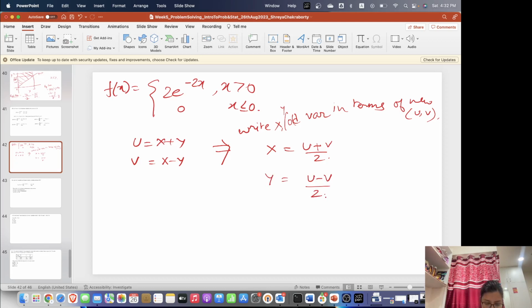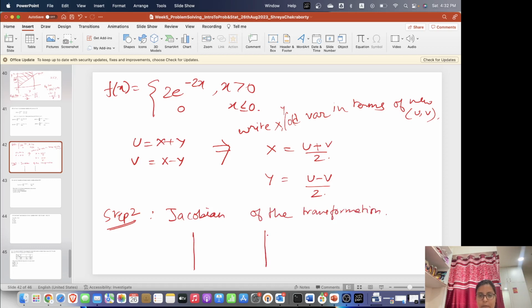This is okay. Now step 2 is we should find something called the Jacobian of the transformation. So what it means is that we have to find out the determinant of del x by del u, del x by del v, del y by del u, del y by del v. Okay, this is the Jacobian.